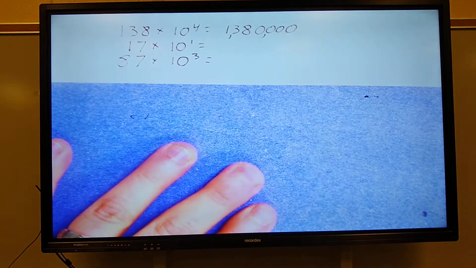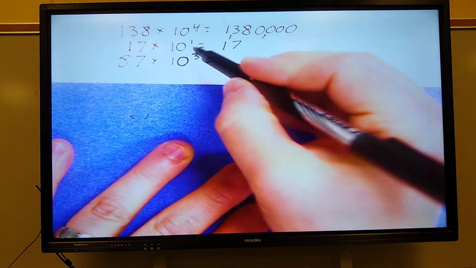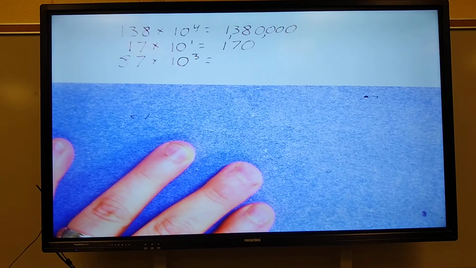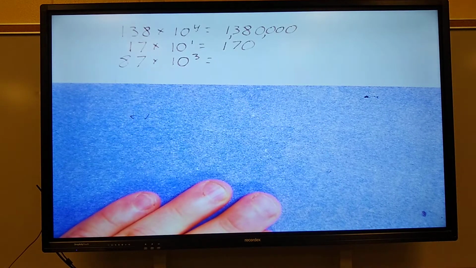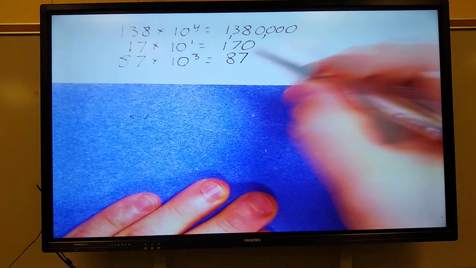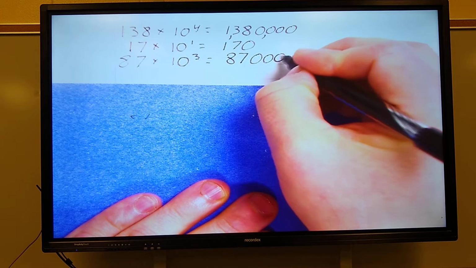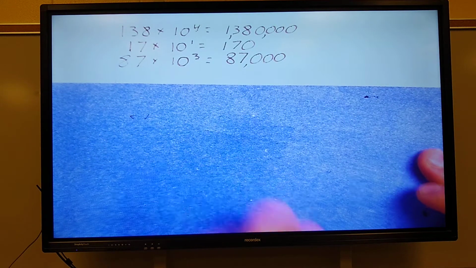17 times 10 to the first power. I know 17 is going to be in my answer. This tells me how many zeros to put. 170 is my answer. And then we have 87 times 10 cubed, or 10 to the third power. 87 will be in my answer. This 3 tells me how many zeros. 87,000. All right, that's a quick review on whole numbers.